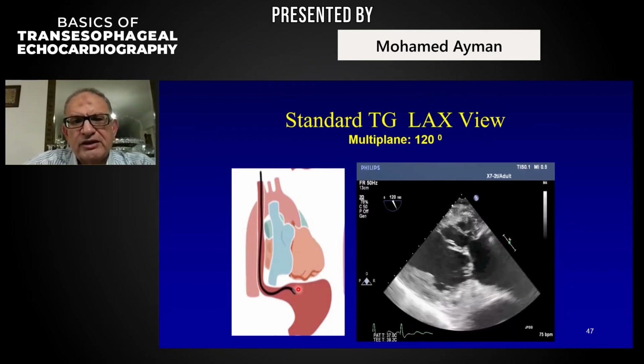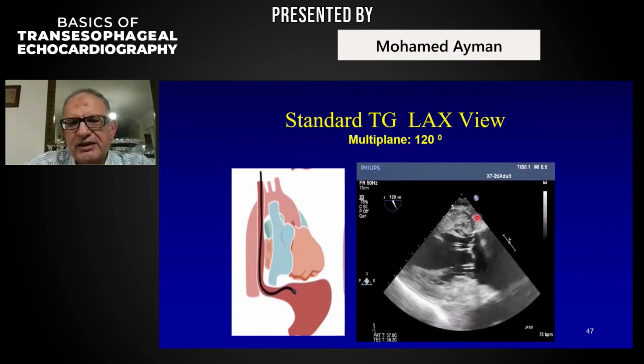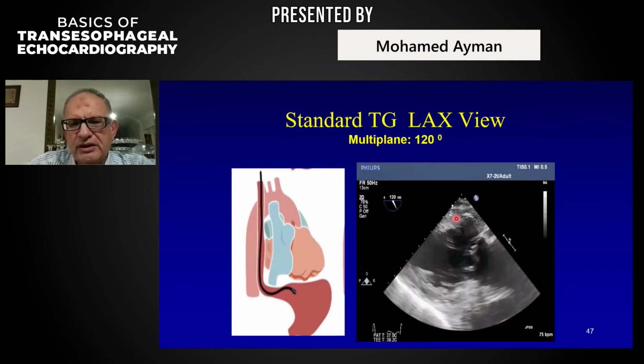So still in the transgastric view, increasing the angle from 0 to 90 or 120 like this, we call it the transgastric long axis view, as you can see here. This is the inferior wall of the left ventricle. Nicely, you can see this.